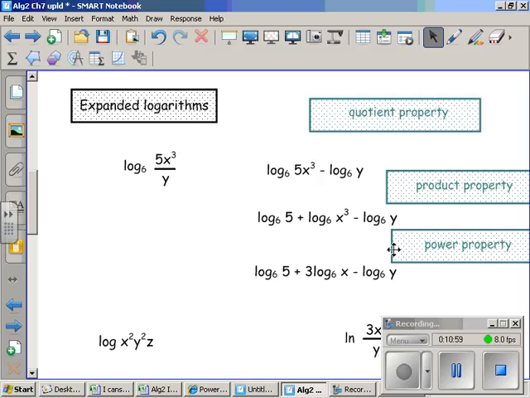That's what it's called. It's called expansion because we're making it bigger and longer. Tomorrow we're going to work on condensing. We're going to take a really big long one and smush it into something smaller.